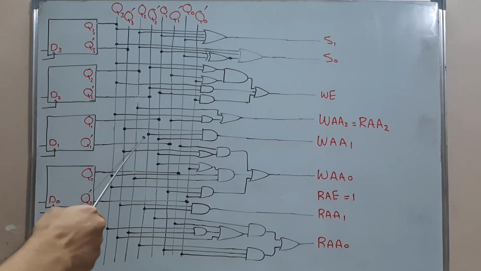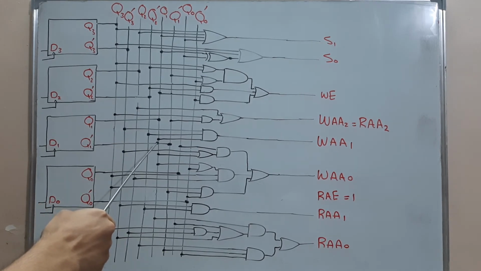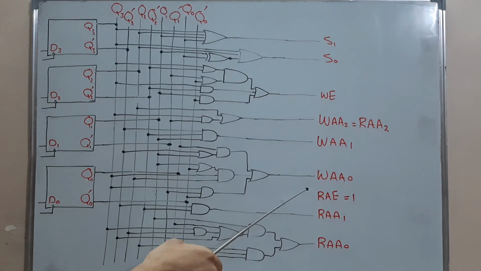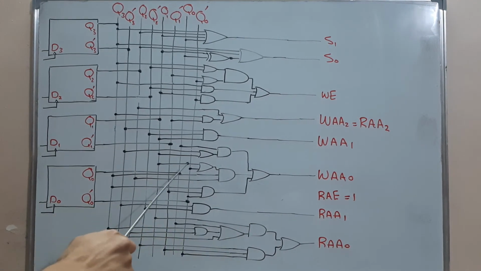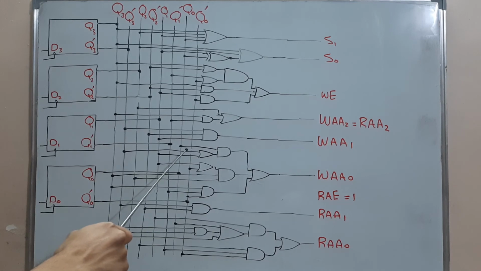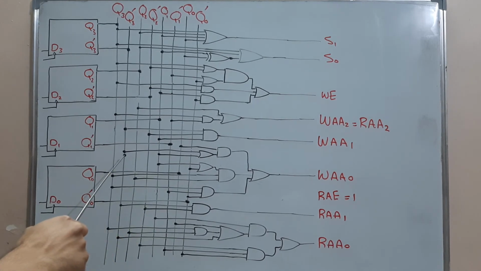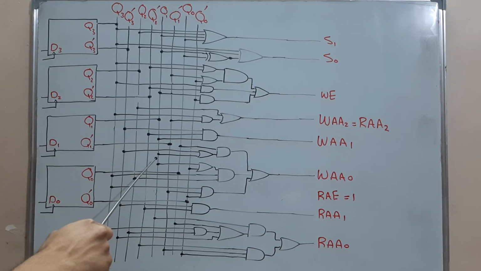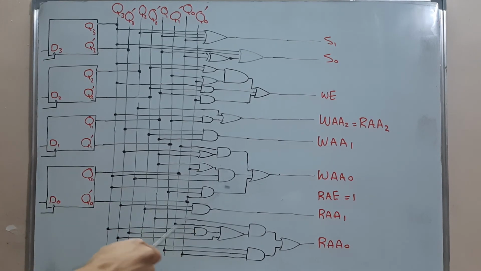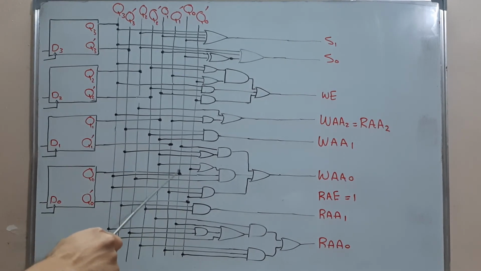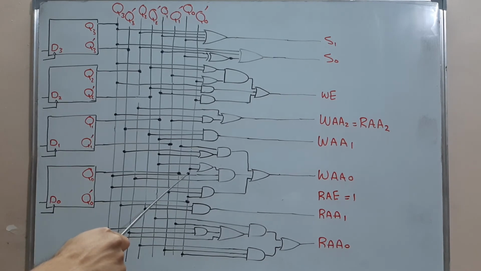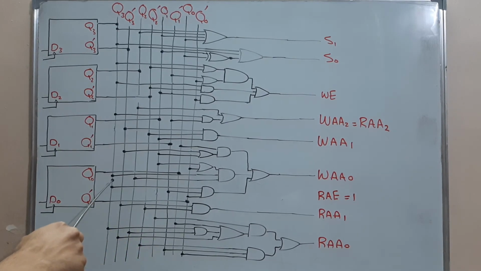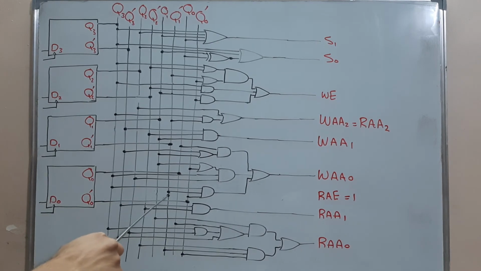Q3 bar is ANDed together with the Q2 bar and Q1. WAA0 is equal to 1 whenever Q0 is ANDed together with Q3 bar or Q1, or is equal to 1 whenever Q1 is ORed together with Q0 bar, and the whole is ANDed together with the Q3 and Q2, or is equal to 1 whenever Q3 is ANDed together with the Q1 bar and Q0 bar.